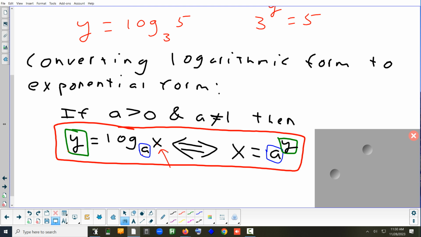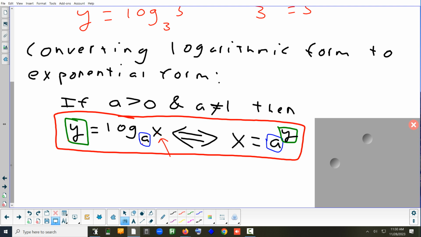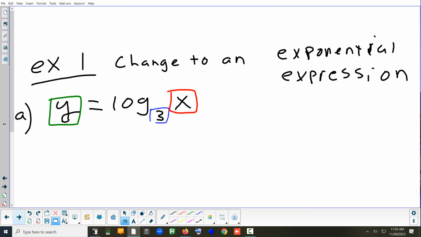So base stays as the base. Logarithm always equals the exponent. Argument ends up alone on one side. Math just got too real. All right, so let's see if we can change that to an exponential expression.